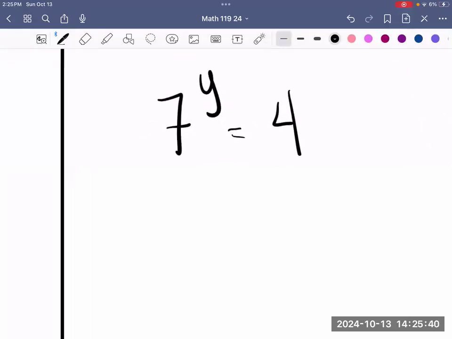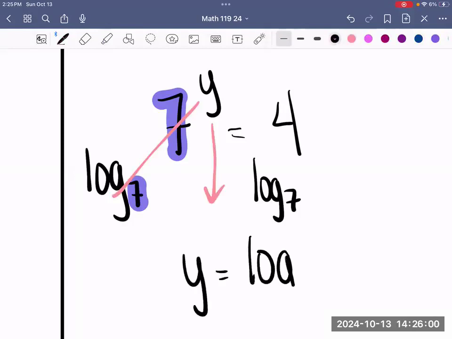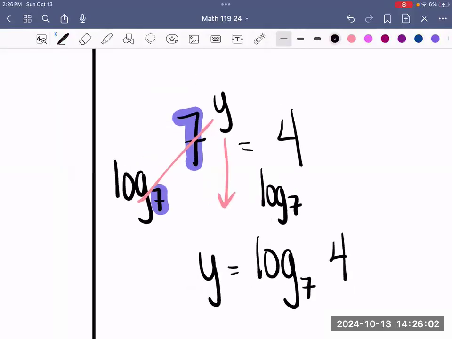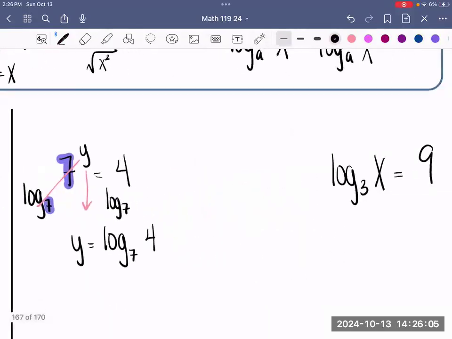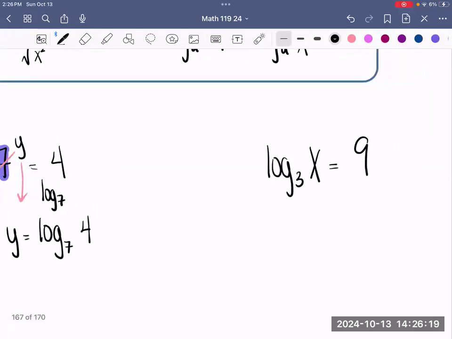So if we have a base of 7, what we're going to write is taking the logarithm of that equivalent base 7, so log base 7. That way these will cancel, your y drops, and we have y is equal to log base 7 of 4. We could, if we wanted to, punch that into our calculators later, which I believe will be in a separate video. Yeah, so that'll be in a separate video for how to punch these into a calculator. So let's try that again.